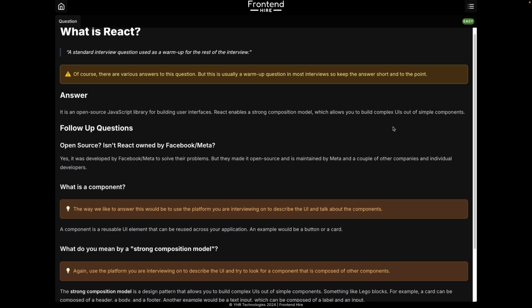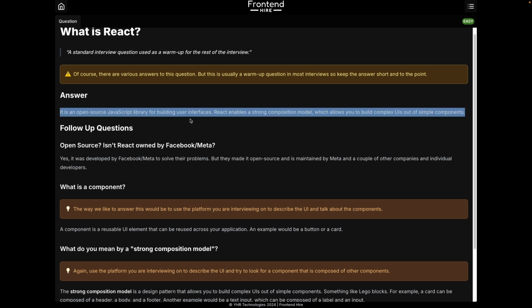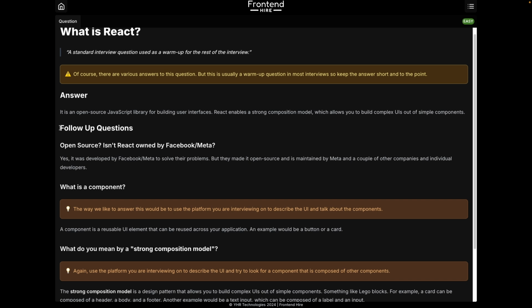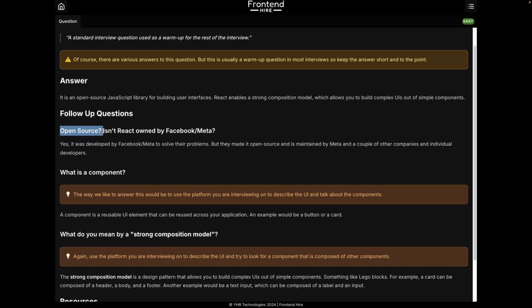By the way, this question is mostly asked to interns or maybe someone who's a fresh graduate or into their first React developer role or JavaScript role. When you answer something like this, the most common thing that's going to happen is further follow-up questions. They could even ask about what open source is, or whether React is owned by Facebook or Meta. So you could answer something like, yes, it was developed by Facebook or Meta to solve their problems, but they made it open source and it is maintained by Meta and a couple of other companies and individual developers.